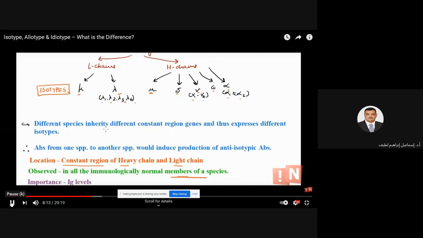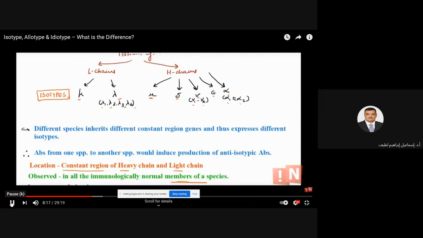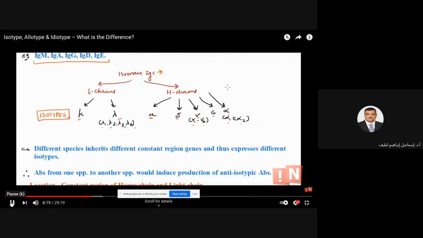So different species will have different constant region genes, right? This is for humans. For other species, the genes would be different. So they will have their own set of isotypes, which will be the same again for that particular species. All right. So different species inherit different constant region genes and thus express different isotypes.